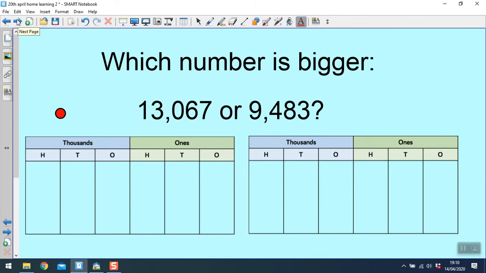Let's have a look at another question. Okay, which number is bigger? 13,067 or 9,483? What you might want to do to work out the answer is draw yourself a place value chart and draw counters and see which number is bigger. Pause the video and have a go.